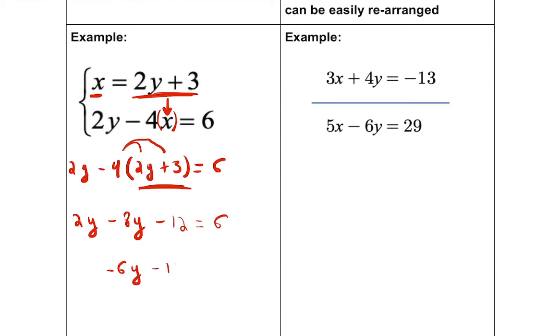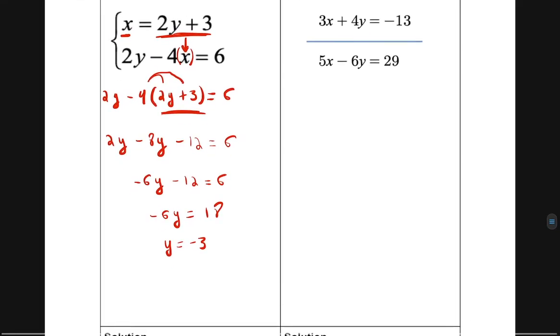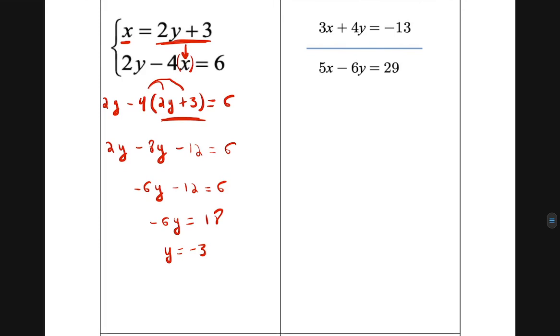Negative 6y minus 12 is equal to 6. Negative 6y is equal to 18. And we'd have y is equal to negative 3. So, that's the hard part. You don't want to forget, right? You're not done. You do have to take this negative 3.